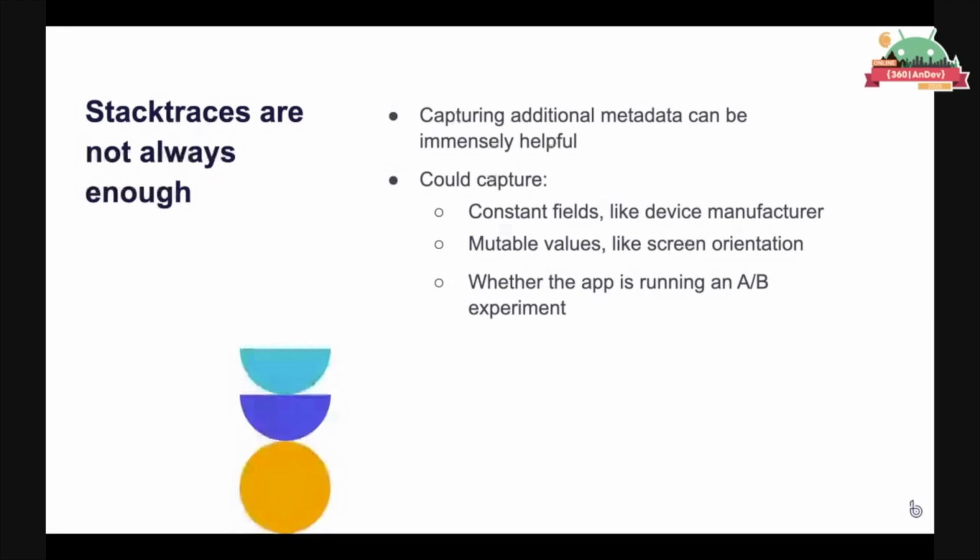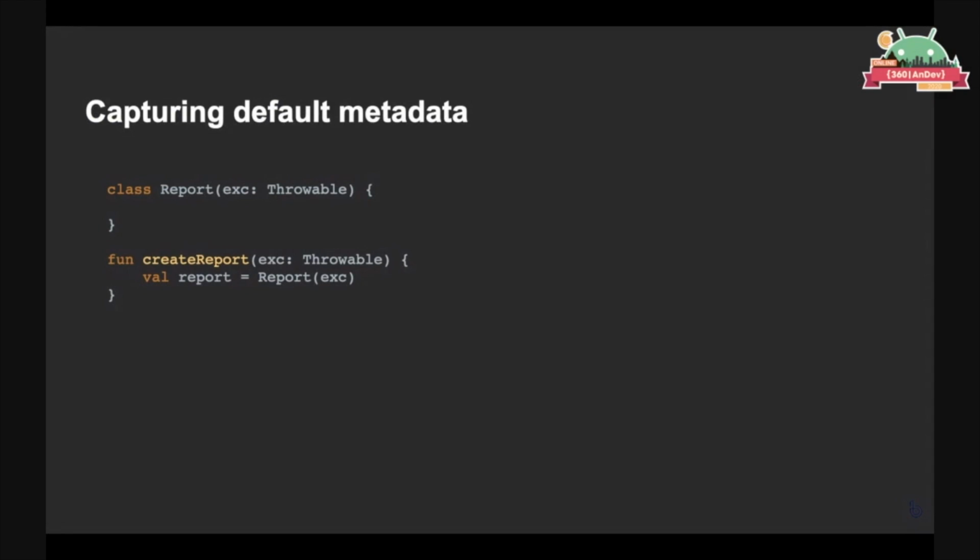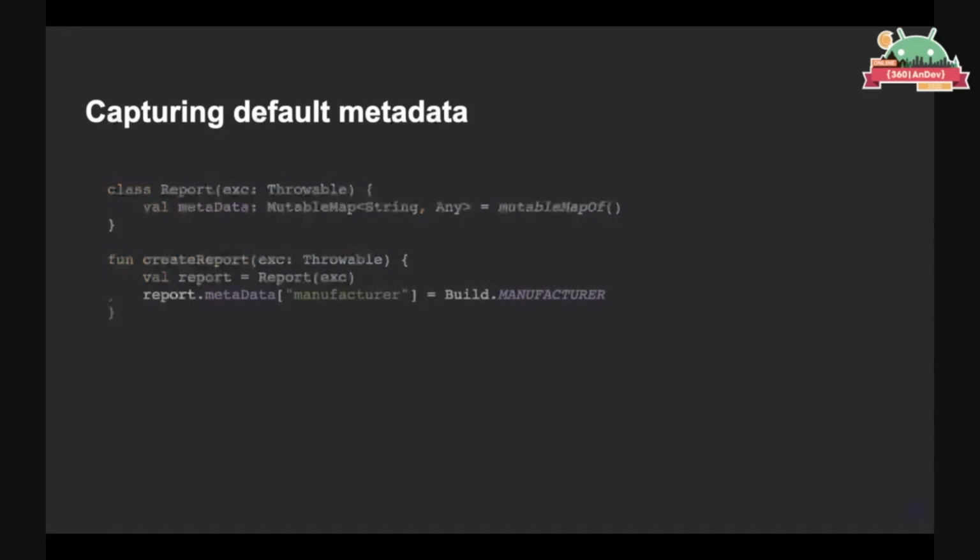So let's have a look at our reports class and think about how we'd capture some metadata. The obvious way would be to add a metadata field. And then within our report, we can capture the common fields we're creating. So the build manufacturer, that's static. The available memory, for instance, that's a mutable value, but we can still capture that by default and it will apply to everyone.